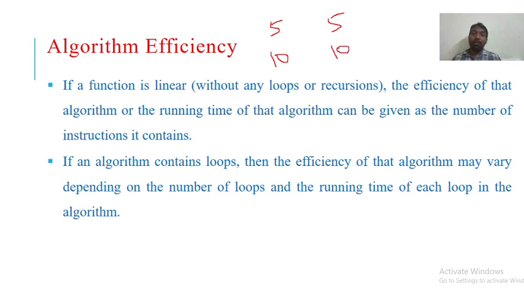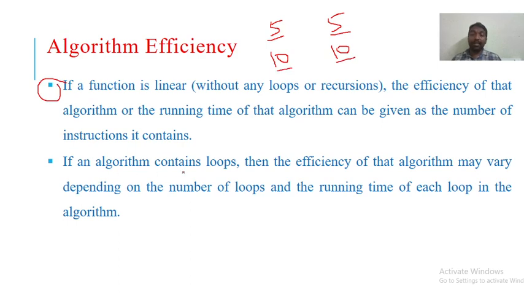It means that without any loops or recursions, if you are executing the statements sequentially one after the other, however many instructions there are, that many seconds are taken. So each and every instruction, if it takes 1 second, that many seconds are taken for executing your program. So if you have 10 instructions, it takes how many? 10 seconds. That is the meaning of this point here.